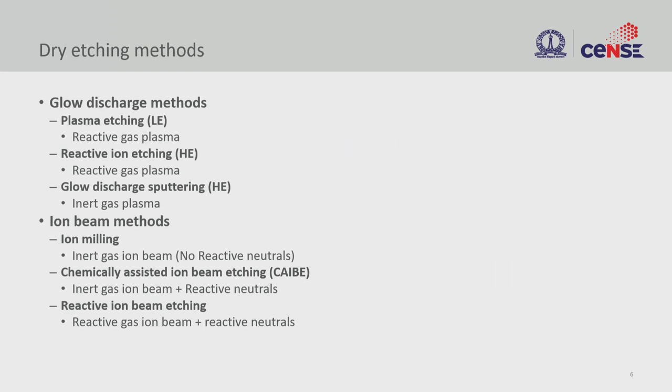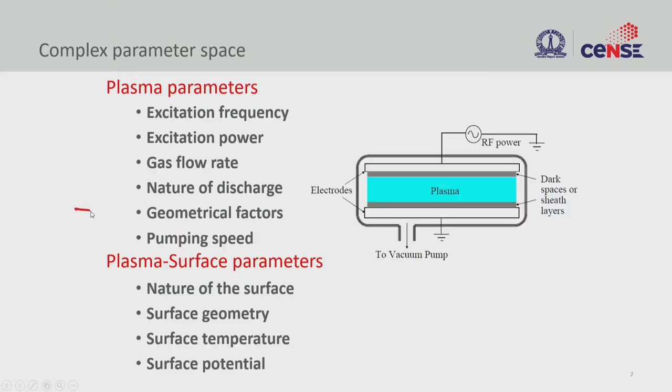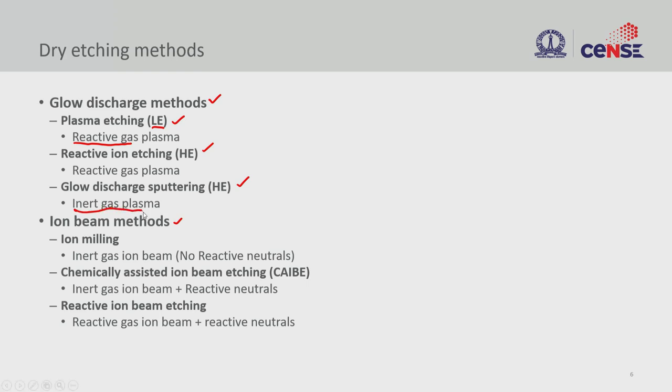So dry etch can be done using various methods, broadly classified under glow discharge methods and ion beam methods, right? In glow discharge, you can use plasma etching, which is low energy. LE means low energy, and it can be reactive ion etching, and then it can be glow discharge sputtering, which is also high energy. In the case of plasma etching and reactive ion etching, we are going to use reactive gases in both cases. But if you look at sputtering, you use inert gas, similar to PVD, physical vapor deposition, which uses a sputtering process. Here again we use an inert gas and then accelerate those molecules onto the substrate to sputter the material away. There is no chemical reaction, but in the above two cases, you have some chemical reaction to convert solid to gas.